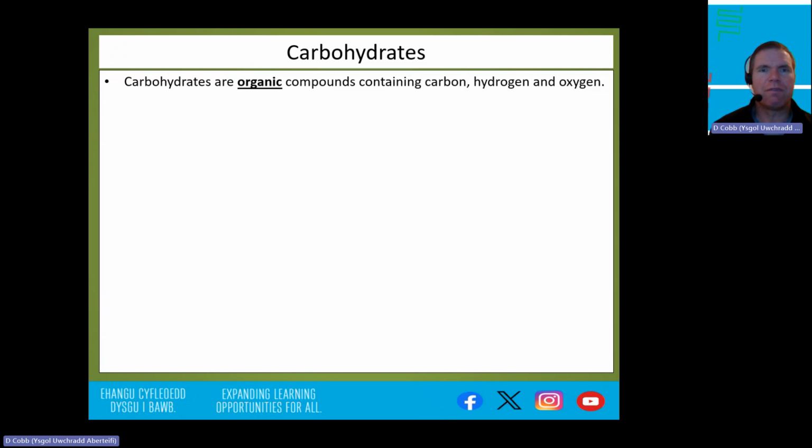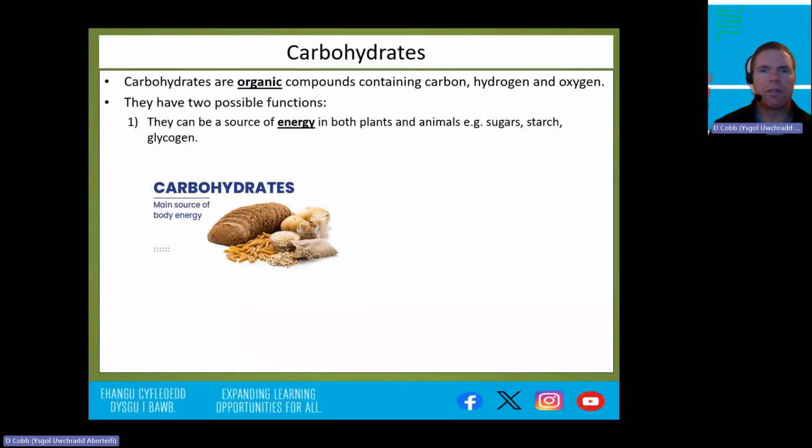But okay, that is the official definition, or the way to actually discern whether something is organic or not. So carbohydrates are organic, just like proteins, just like fats. Carbohydrates contain carbon, hydrogen, and oxygen. Two main functions. First of all, they can be a source of energy, and that's probably what we're most familiar with from GCSE. They provide energy to both plants and animals, and a couple of examples are sugars, starch, and glycogen, which are ways in which we store energy. So number one, source of energy.